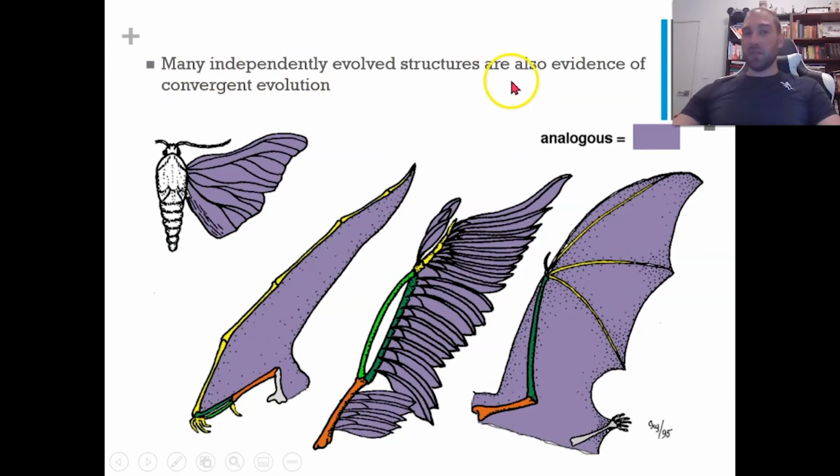So many independently evolved structures are also evidence of convergent evolution. Wings are an example of this. So here we have an insect wing, so that's a moth wing. Here we have a bird wing. This would be a dinosaur wing, I believe, and down here we have a bat wing. So we have analogous structures that have evolved just because they're being used for similar things, and nature kind of tends to figure out a way that works. And if that way works well, it's carried on through generations.